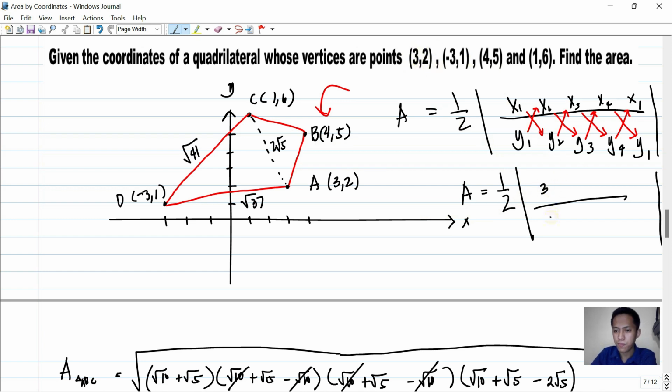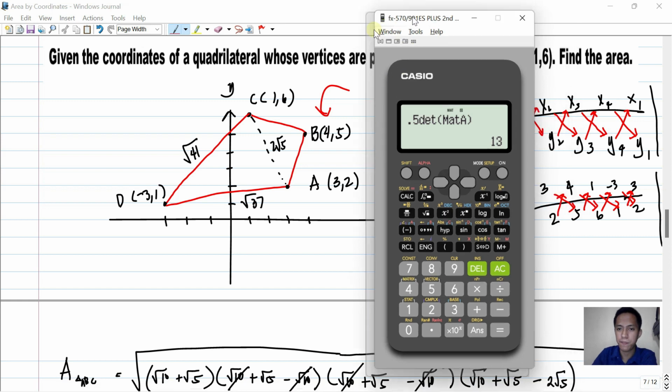So let's put in the points. The first point A is 3, 2. B is 4, 5. C is 1, 6. And D is negative 3, 1. And just repeat the first point, 3, 2, and apply the shoelace. Everything going this way is positive, so we add all of those. Everything going this way is minus, so we subtract all of those.